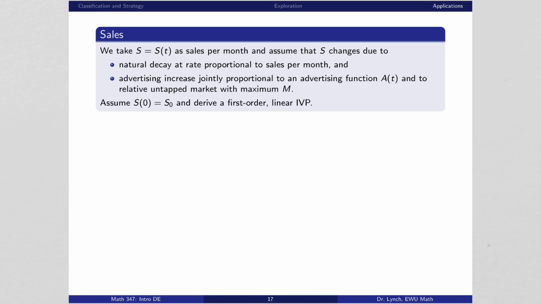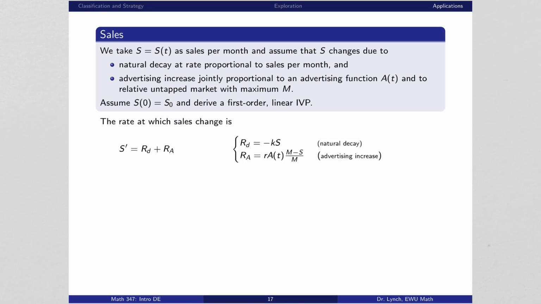So jointly proportional means that the rate is equal to some constant times the product of those two items, namely the advertising function A and the relative untapped market. Now we've seen relative before also. Relative means that we're going to scale by that maximum. Okay, so in this case, here's what our model looks like. The rate at which sales change, S prime, is equal to R sub D plus R sub A, where R sub D is this natural decay, and R sub A is this advertising increase that's jointly proportional to some advertising function times this relative untapped market.